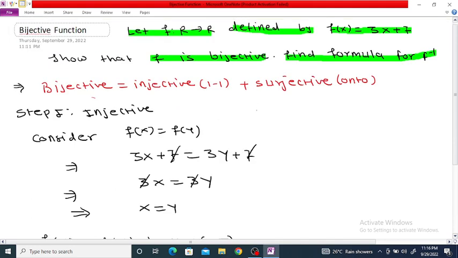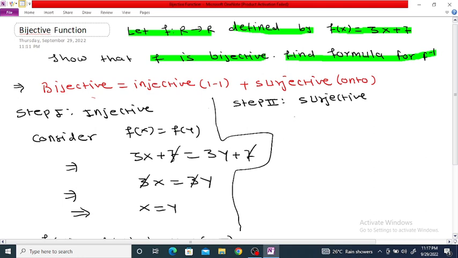Now next, step 2, we are going to show that it is a surjective function, that is, an onto function. We say that it is a surjective function if for any y belongs to R, there exists x belongs to R such that f of x is equal to y, then we can say that the function f is onto.